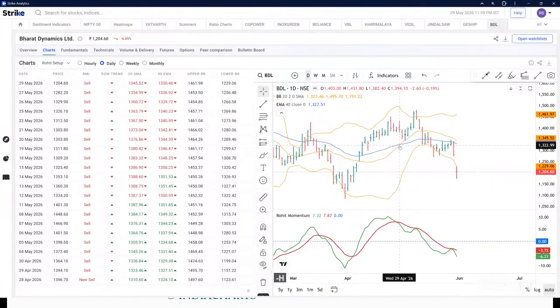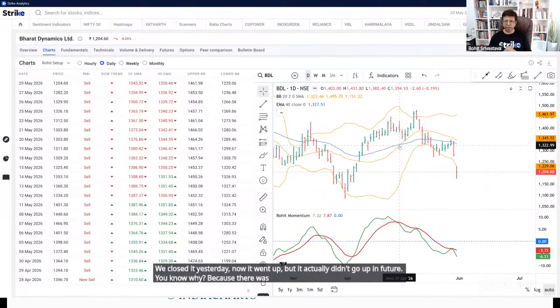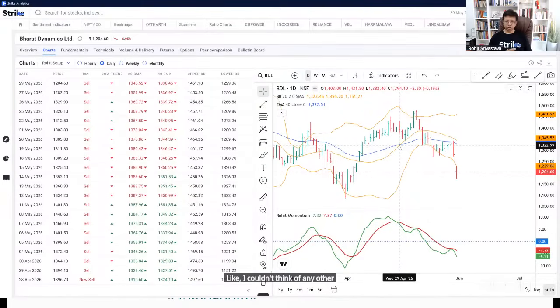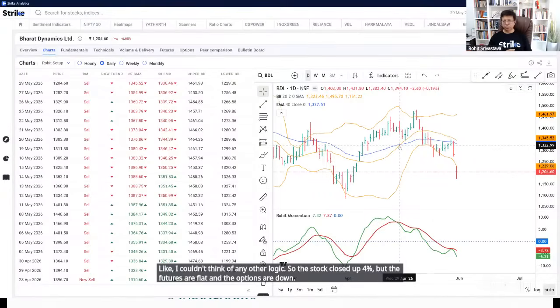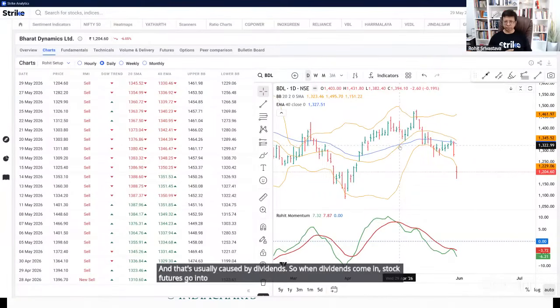Got it, got it. Just 2 days ago, we had an open position in IRDA. We closed it yesterday. Now it went up, but it actually didn't go up in future. You know why? Because there was a dividend expectation, I think. Like I couldn't think of any other logic. So the stock closed up 4%, but the futures are flat and the options are down. And that's usually caused by dividends. So when dividends come in, stock futures go into discount.